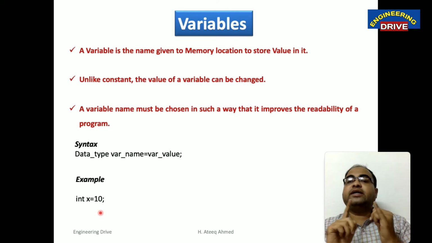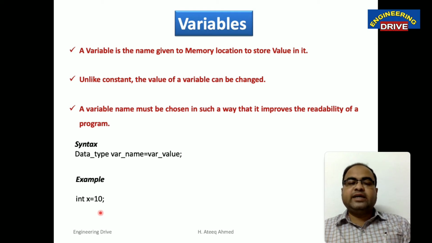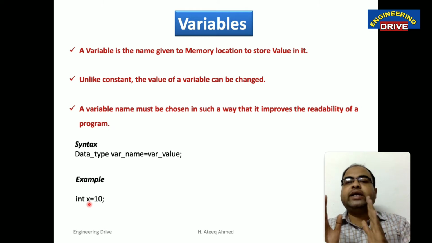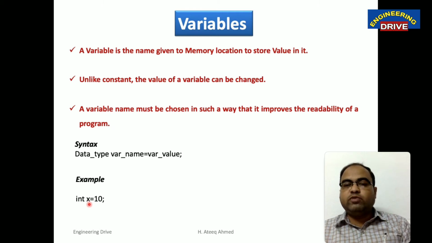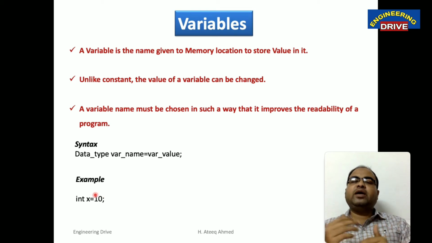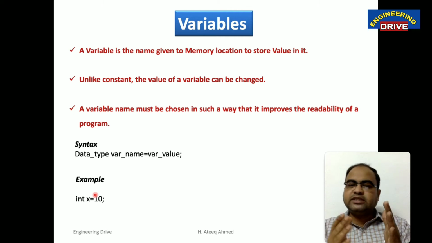What are those? Data type, name, and value. int stands for integer, so this variable x can store integers. What integer value have we stored in our variable? In this example we have stored the value 10. So dear students, like this we can make use of variables in our C program. This is just an example.